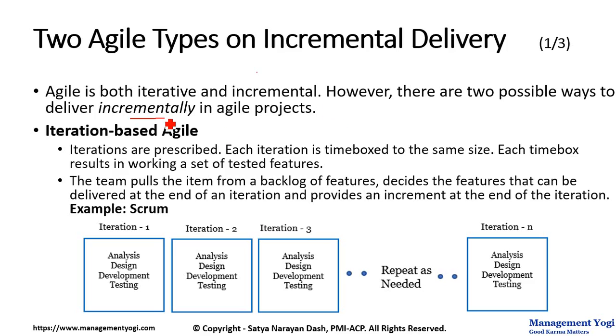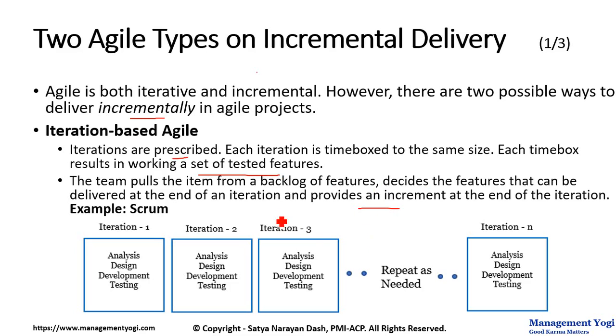In iteration-based Agile, iterations are prescribed. Each iteration is time-boxed to the same size. Each time box results in a working set of tested features. The team pulls the items from a backlog of features, decides the features that can be delivered at the end of an iteration, and provides an increment at the end of the iteration. An example of iteration-based Agile is Scrum or the Scrum framework.